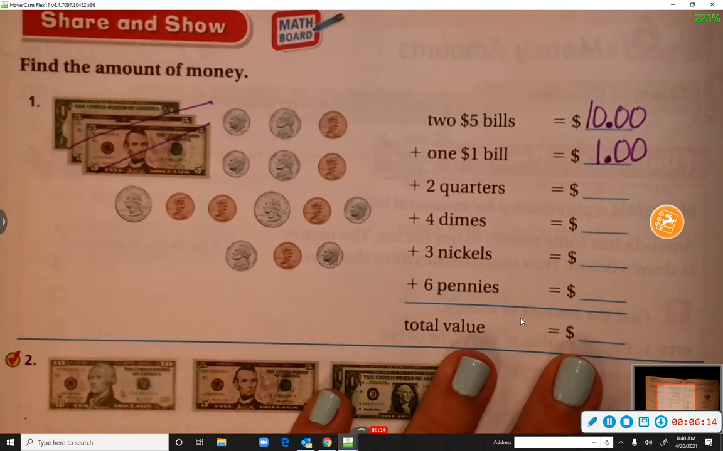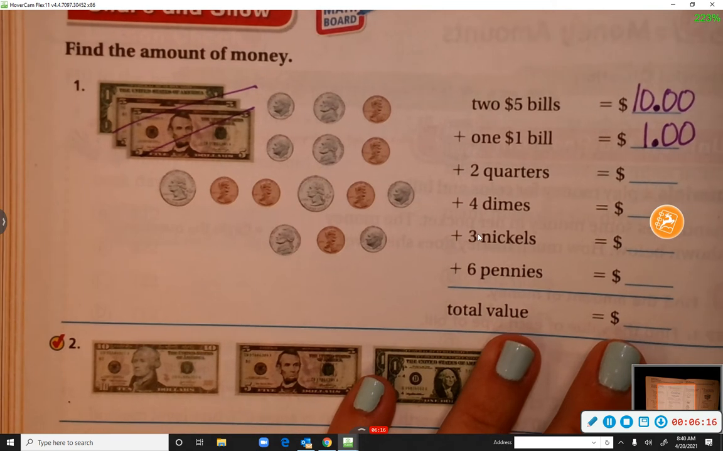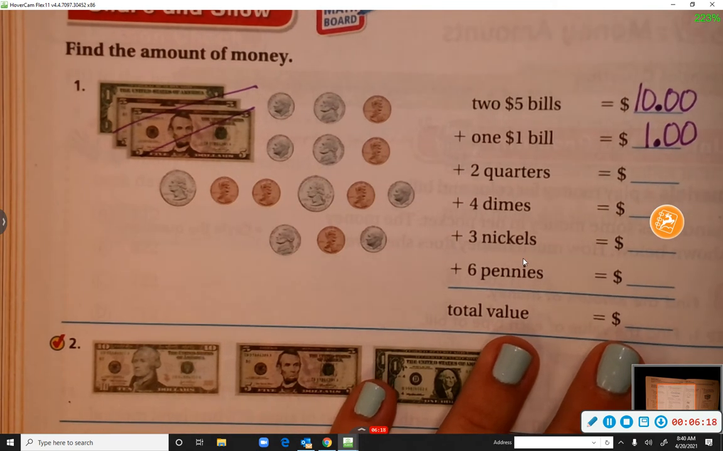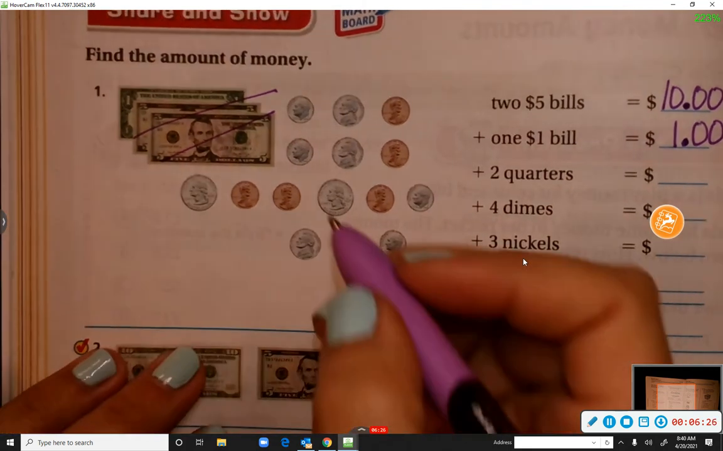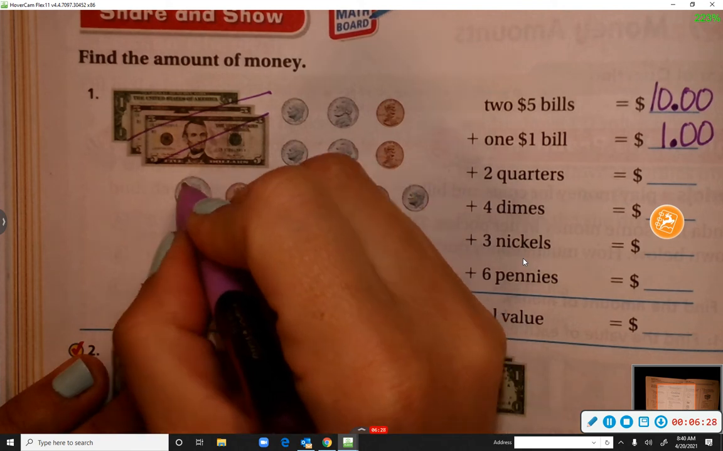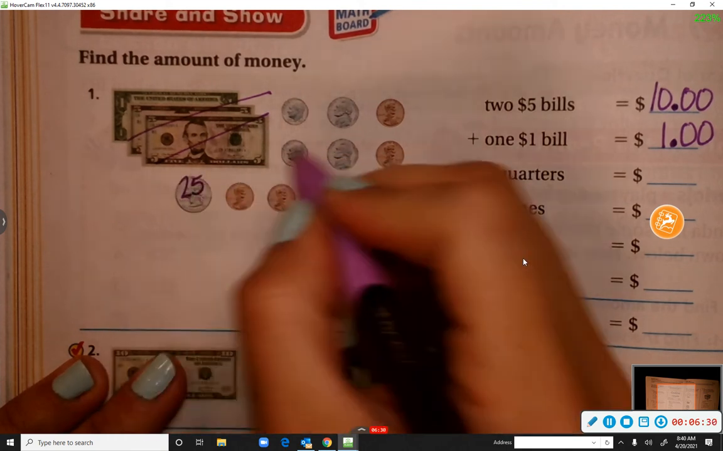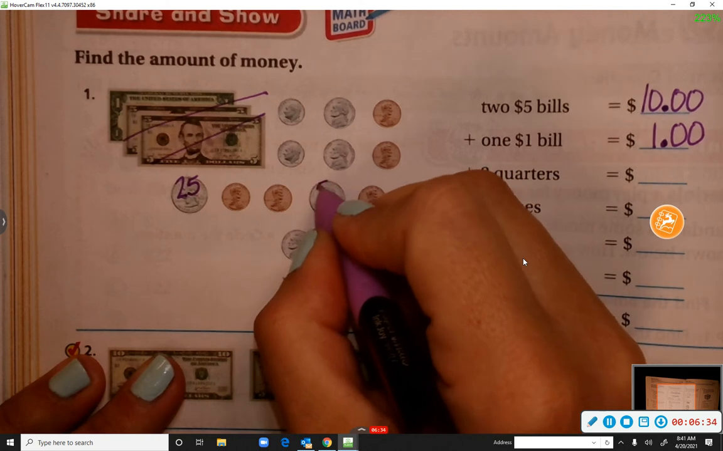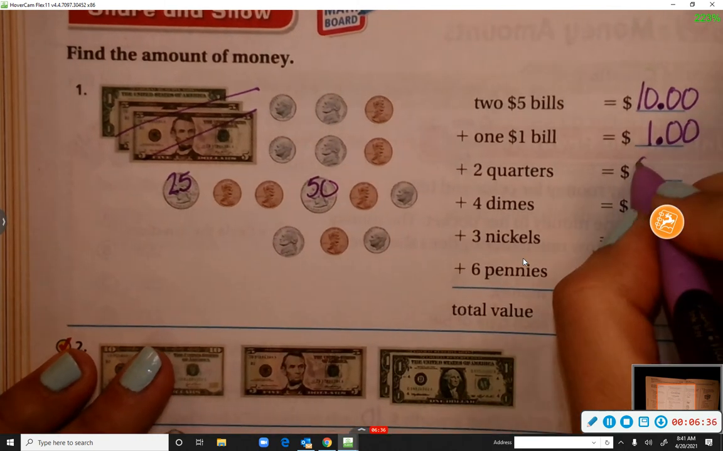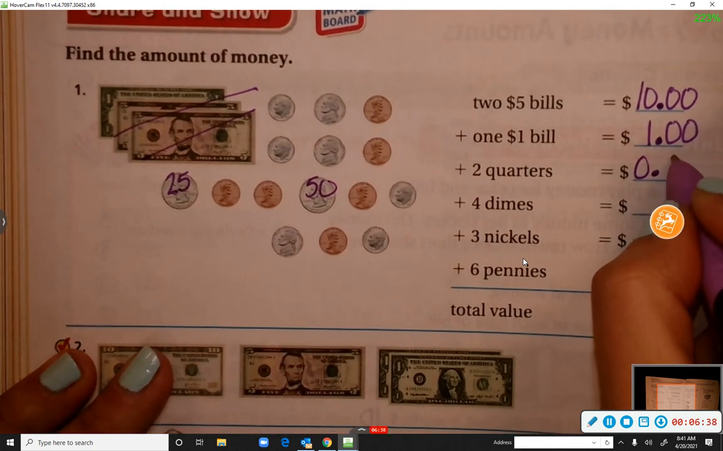Okay, and now coins. We're going to start with the highest coin. So what is the highest one that we see? The quarters. How many quarters are there? 2. 2 quarters. So I'm going to label or cross off. I have 25 cents plus another 25 would be 50. Good. So 0 decimal 50.